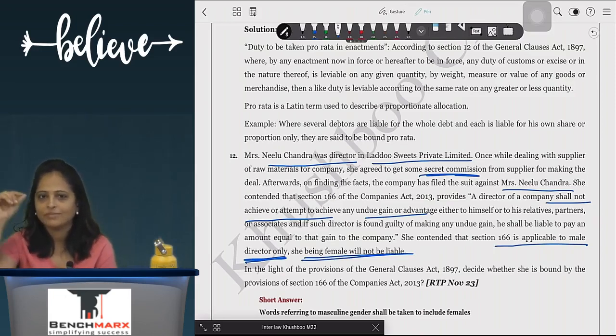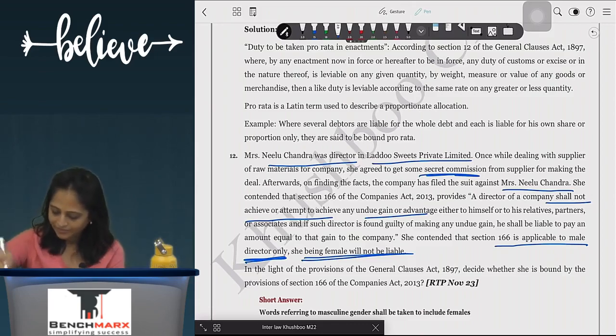So, we will say as per General Clauses Act, when a gender is referred to, it doesn't mean that it applies only to that gender, it applies to the other gender as well.